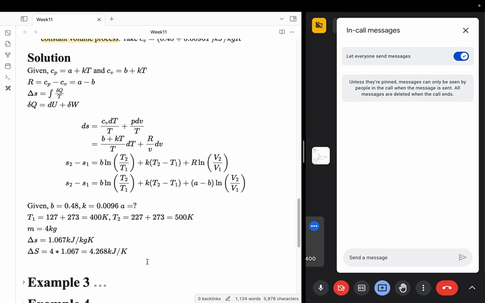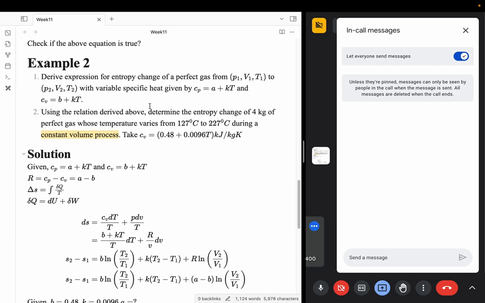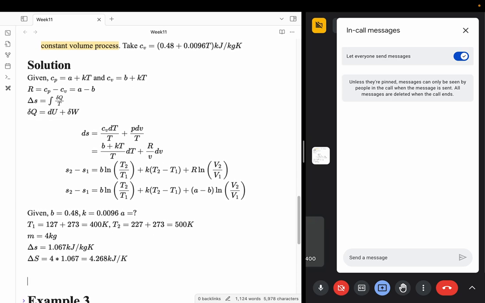Now let us say, if I ask for this particular gas, something like A plus KT and B plus KT, for this particular gas, if it is going in an adiabatic process, what would be the PV relation or TV relation? For the above gas, if it is an adiabatic process, what would be the process equation?